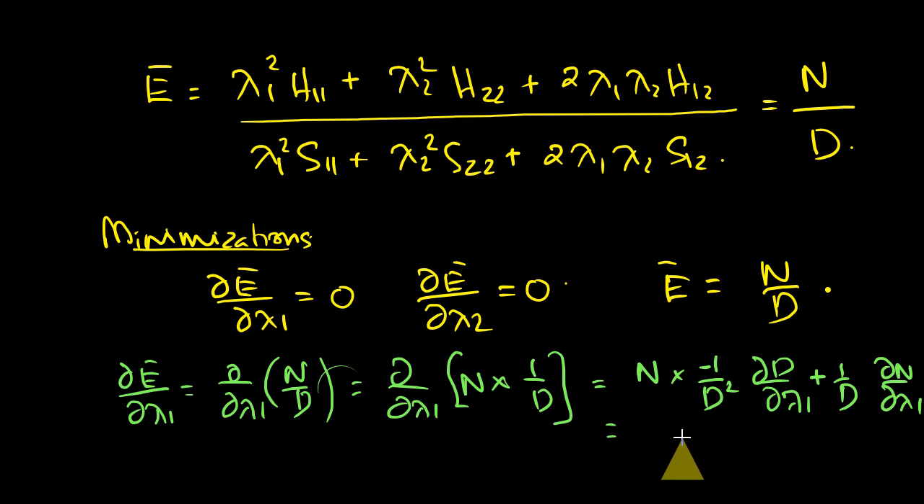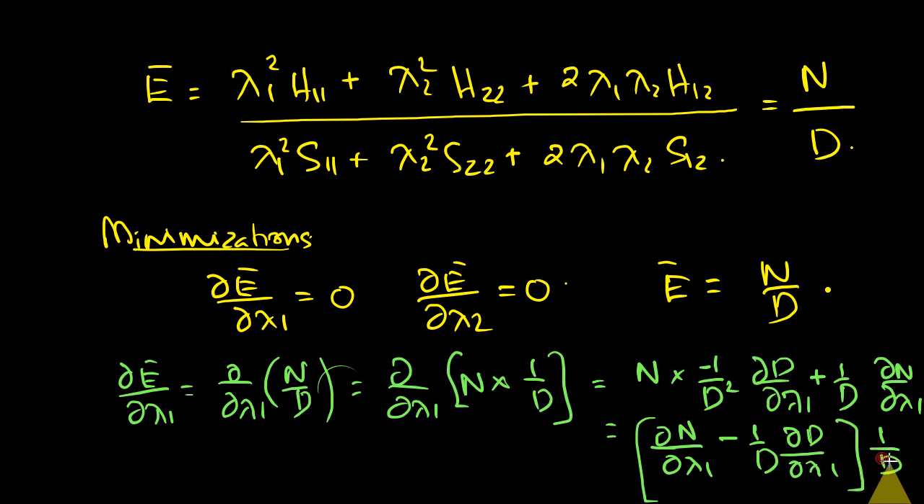That is equal to, 1 by d is a common factor in both cases, so we will keep 1 by d outside. What is remaining here is dou n by dou lambda 1 minus 1 by d into dou d by dou lambda 1. So these two terms have 1 by d as the common factor. Okay, so dou e bar by dou lambda 1 is equal to dou n by dou lambda 1 minus n by d into dou d by dou lambda 1 into 1 by d.